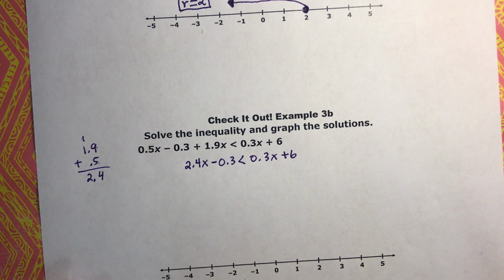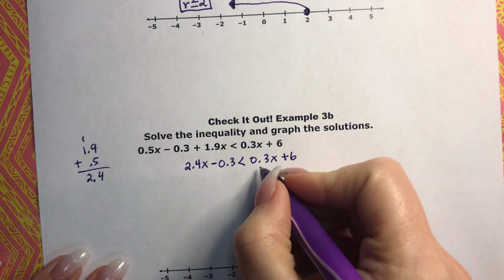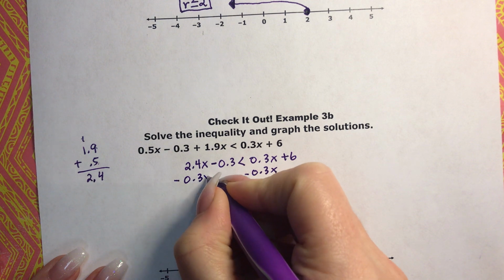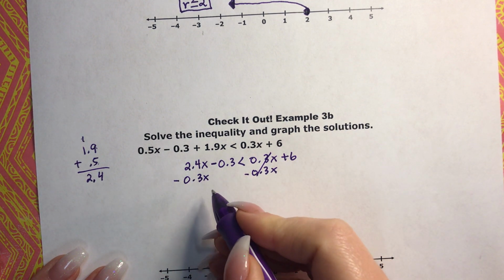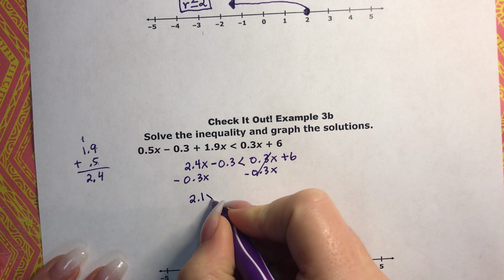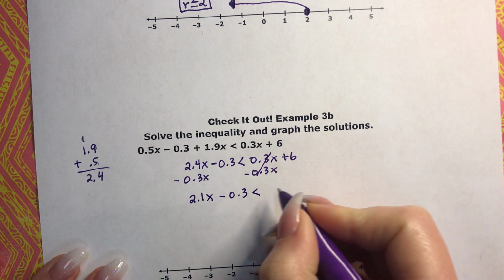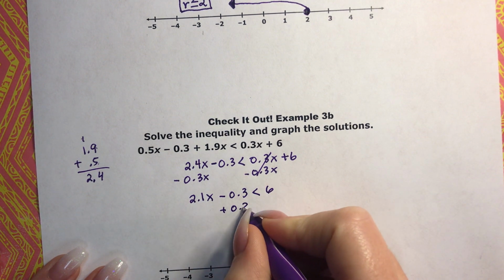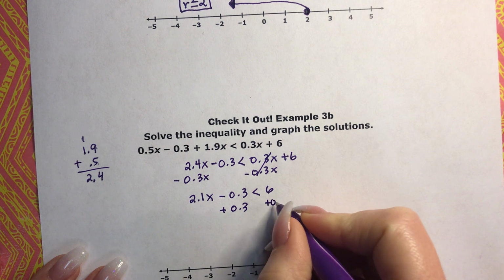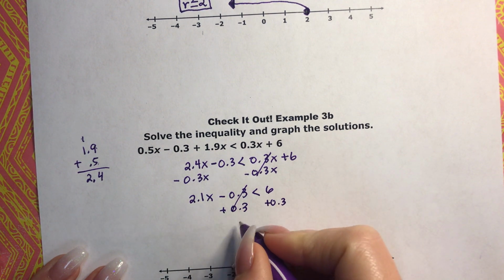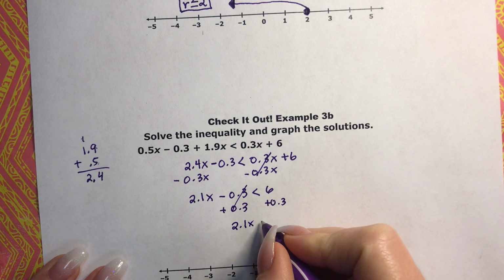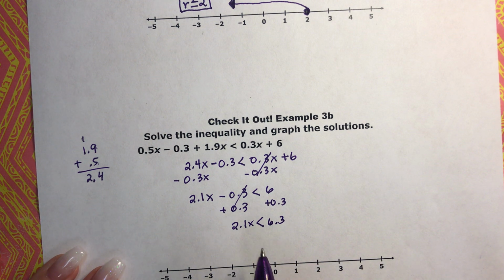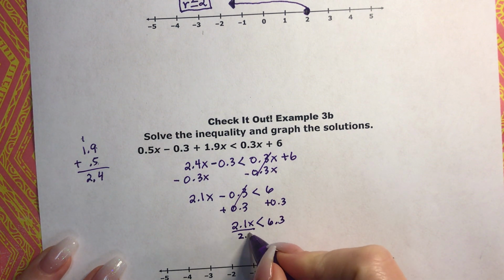Now it's time to get the variables on the same side. I'm going to move the smaller, which is 0.3x. That cancels. This ends up being 2.1x. Okay, just rewriting. And then I've got to get this x by itself, so I'm going to get rid of this by adding 0.3 to both sides. That cancels. I'm left with 2.1x is less than, that's just 6.3. And then to get x by itself, we have to divide both sides by 2.1.